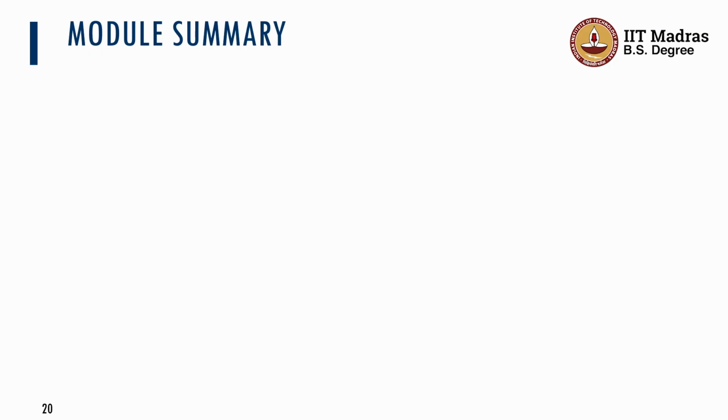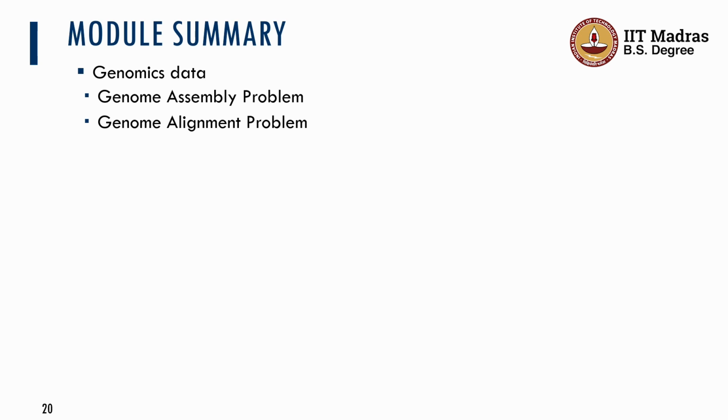Let me summarize the module which we have studied in the last 4 to 5 weeks. We started with analyzing the genomics data, where we looked at it as reads, and the first problem we looked at was, given a set of reads, how we can actually assemble a genome from scratch, or de novo assembly of genome. And we showed that this problem can be formulated as finding a path on a graph.